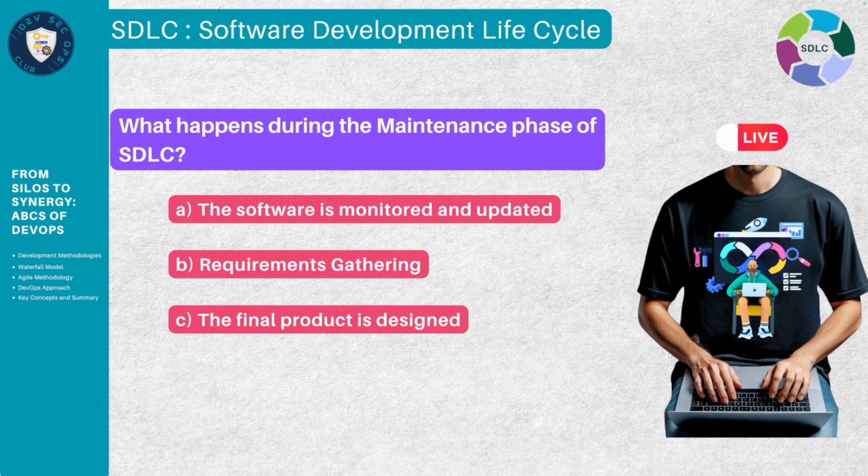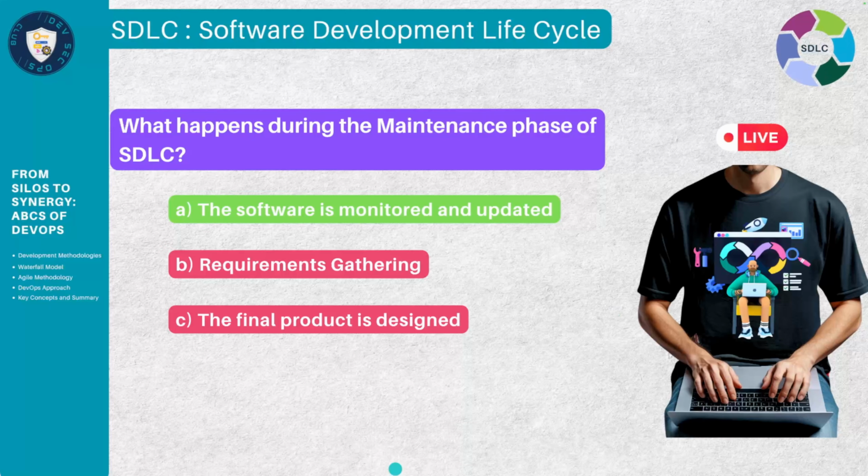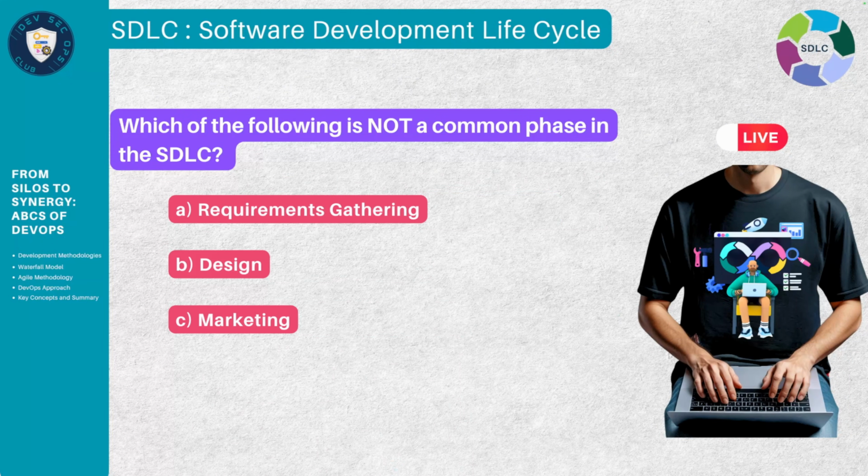Then we have the next question: what happens during the maintenance phase of the SDLC? Option A, the software is monitored and updated, option B requirements gathering, and option C says the final product is designed. Okay, Mitisha, very nice. Samar, very nice. Rakesh, Anish, very nice, guys. So the software is monitored and updated, right? Very simple.